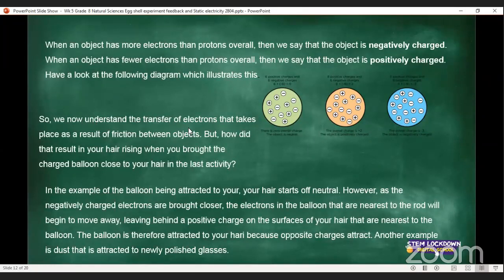So you understand the transfer of electrons that takes place. The electrons that are in the outer layers basically moved, and they moved because of the friction that was caused. Yes, I'll ask my host to unmute one of the participants.